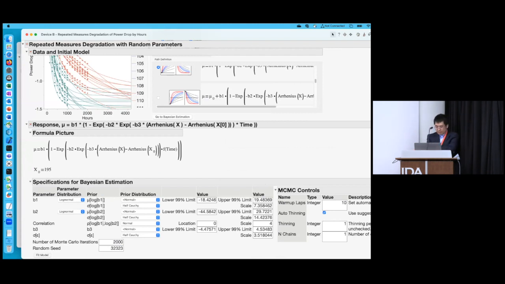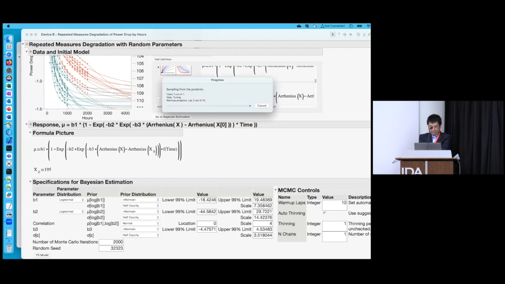So what's it running? Let me see. Yeah, now it's starting. So look, pay attention to the dialog. It says step tuning on the second row, and the next row says warming up progress and lap 3 out of 10, 4 out of 10 now. So the software is trying to figure out the best way to explore this posterior.